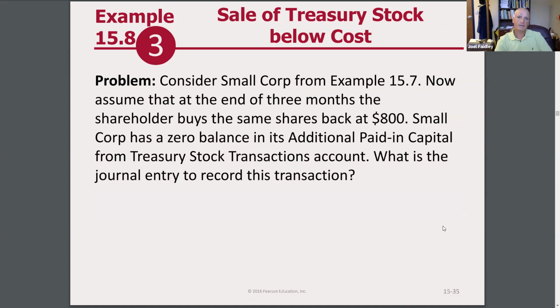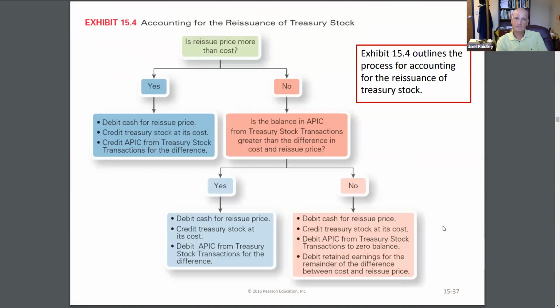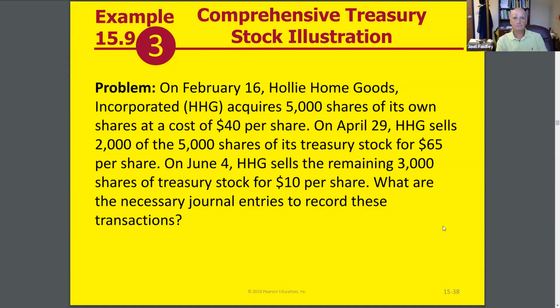All right, here it says that they sold these same shares back at $800. So in that case, we have a loss, don't we? And so since we have a loss, then I have to take it straight out of retained earnings. You never debit additional paid-in capital treasury stock unless it has a credit balance. Remember that. And here's an outline for that process if you'd like to read that.